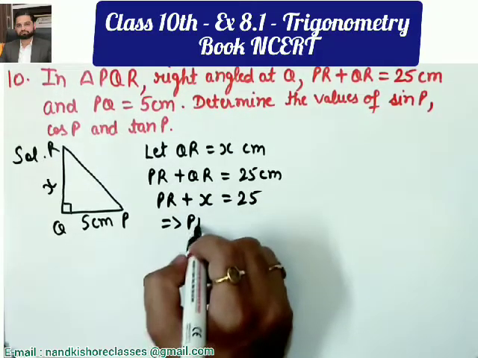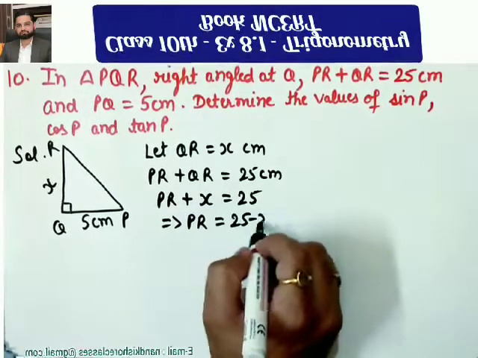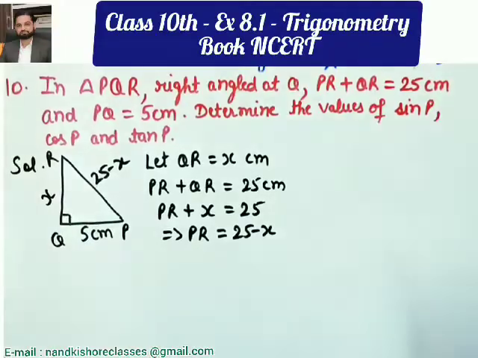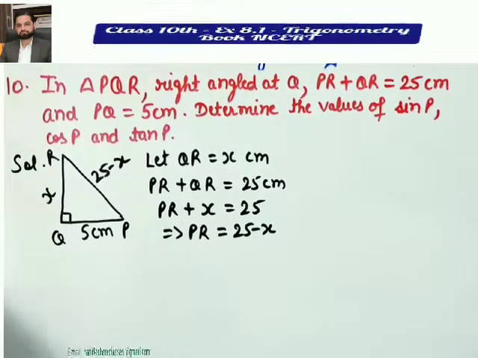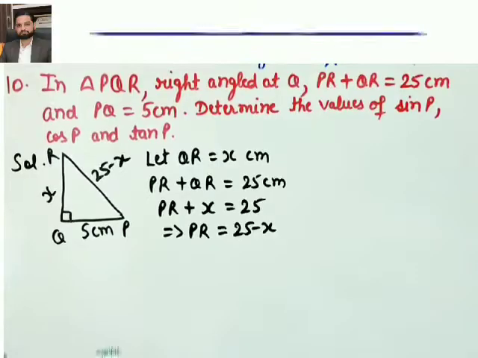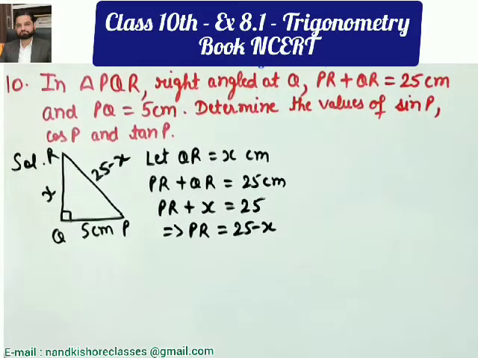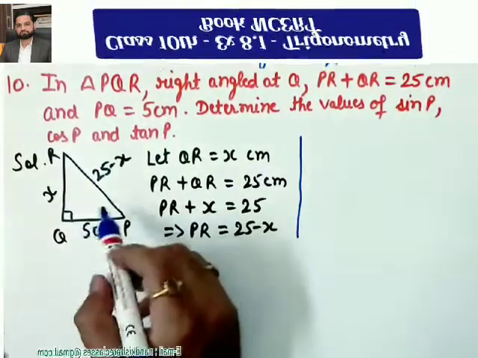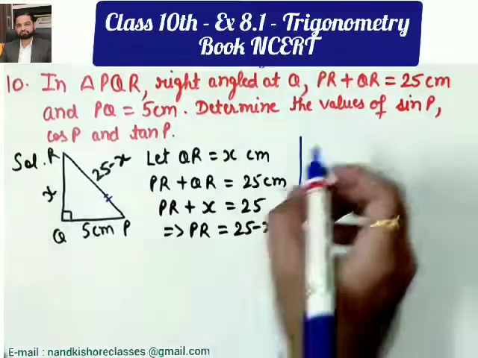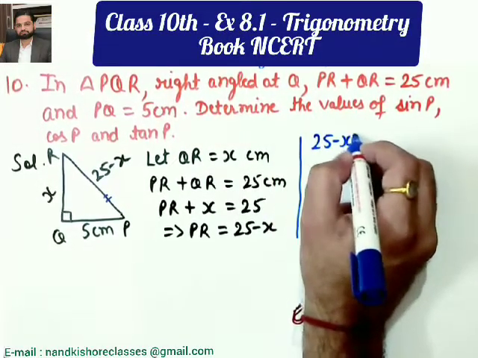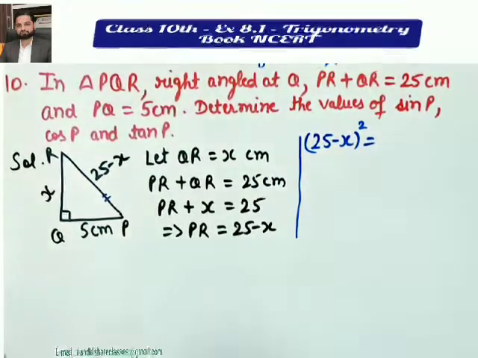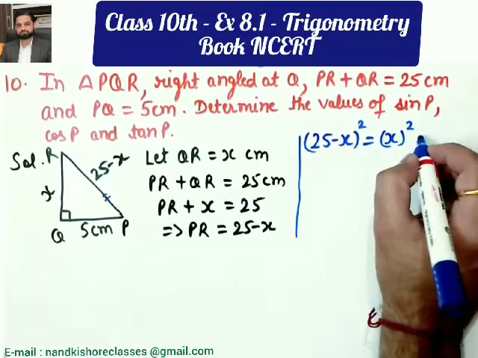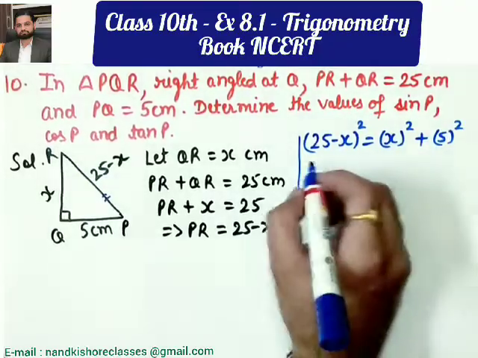So what will be the value of PR? It comes out to be 25 minus x. So I am writing 25 minus x for the hypotenuse. So when I have got the perpendicular, base and hypotenuse, all the values, what I need to do is use Pythagoras theorem. This is the hypotenuse, right? Hypotenuse square means (25 minus x) square is equal to perpendicular square plus base square. That means I need to write x square plus 5 square. I hope you are clear.